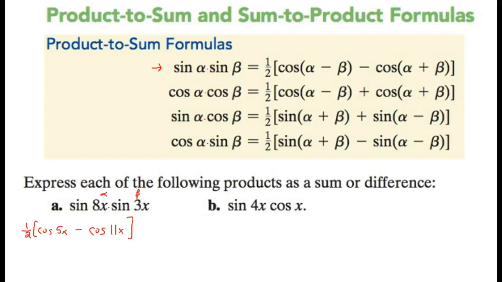All right, and then for part B, let me switch to blue. For part B, I've got a sine times a cosine, so that's this guy right here. And again, if this had been like a 6x or something, I would have switched it and made it this one and just switched the order. Okay, but I end up with a 1/2 sine alpha plus beta, so sine of 4x plus x would be 5x. All right, and this time it's a plus in the middle, so plus, and once again another sine, and this time it's alpha minus beta, so 4x minus x would be 3x.